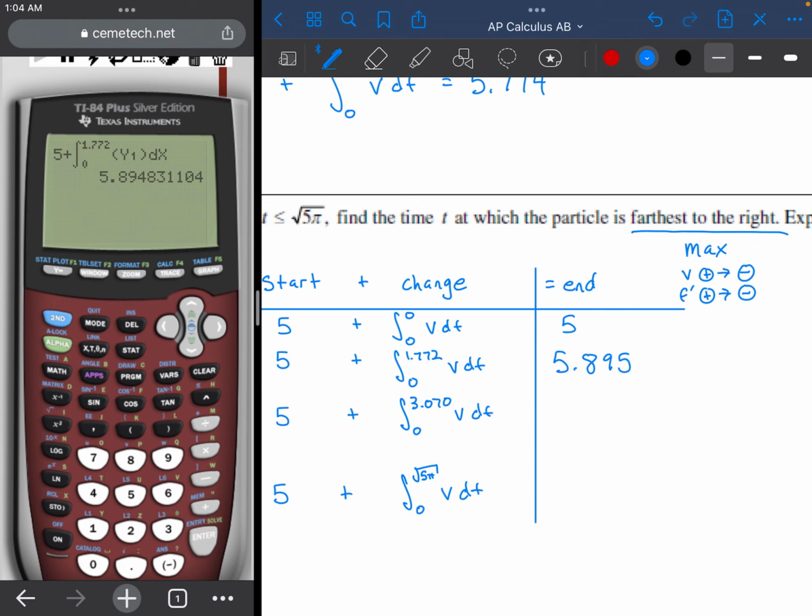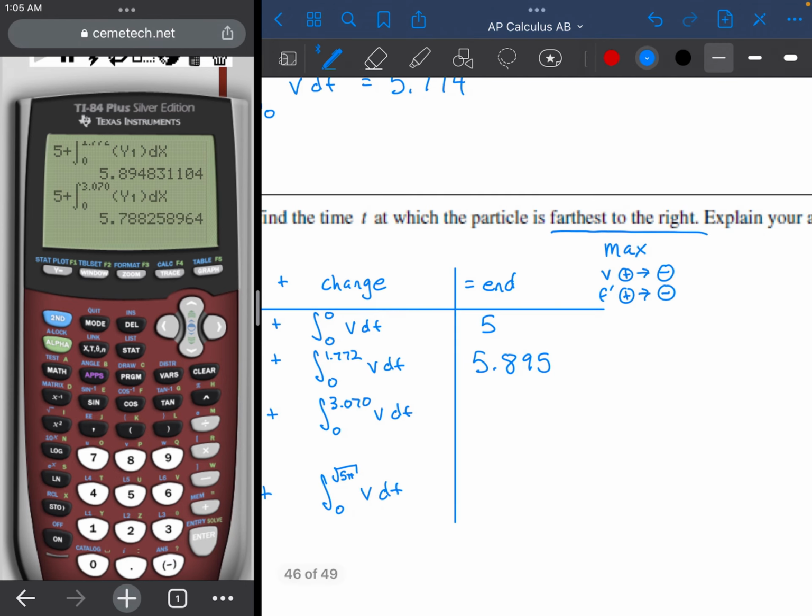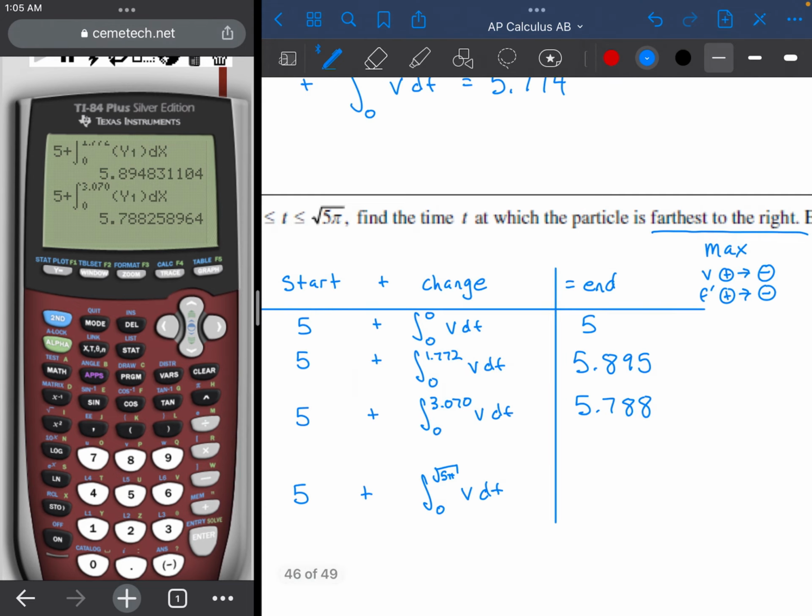5.895, and then I'm going to do a second enter to go back and edit that and change it to 3.070. So 3.070. There we go. And we get 5.788. 5.788. And finally, the whole integral.